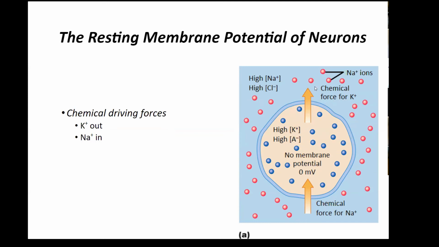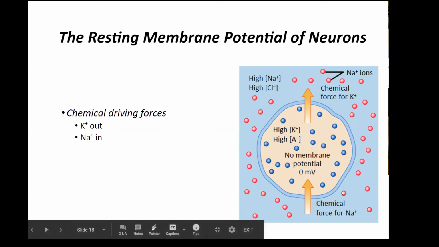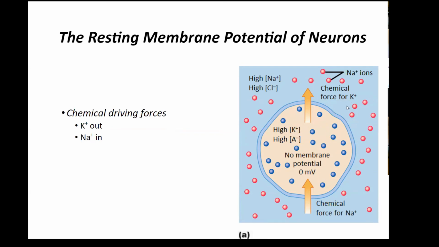So the potassium wants to move out, but the sodium wants to move in because we have a buildup of these sodium ions outside the cell. We don't have very many sodium ions inside the cell. So we've kind of depleted the sodium inside the cell. Okay. So this is like the beginning of our step for establishing the resting membrane potential of the neuron.